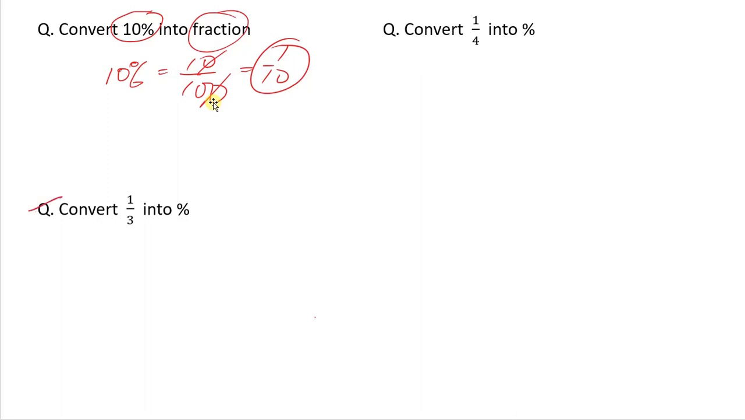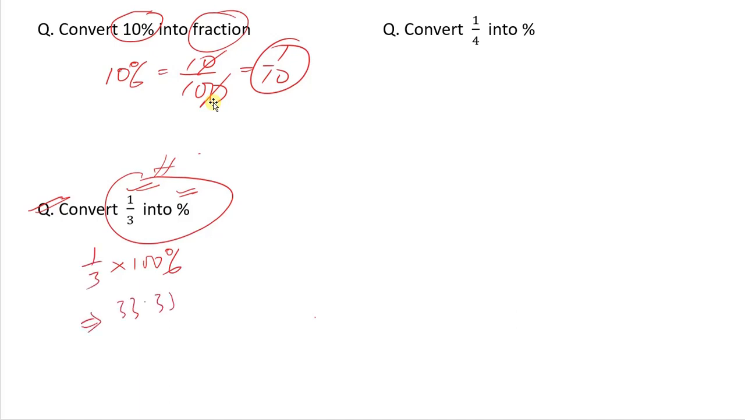In the next question, convert 1 by 3 into percentage. Here it is the opposite of the previous question because we need to convert this fraction into percentage. In this type of question, we simply need to multiply the fraction, that is 1 by 3, by 100%. Then we have 33.33%. This is the percentage of the fraction 1 by 3.